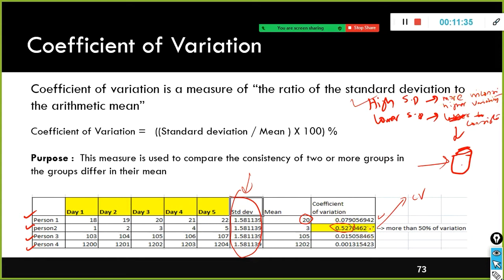But here, a higher coefficient of variation also means the same as this one, right? More inconsistency. Here 1, 2, 3, 4, 5, not much consistency. Hence, this machine is not filling the cans consistently. Right? This is one scenario.